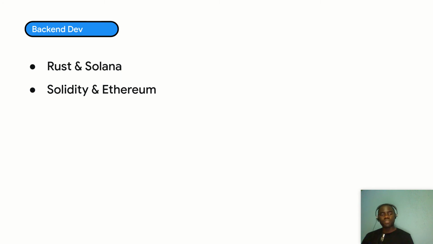So if you want to build for Ethereum, you have to learn Solidity and build smart contracts that run on the Ethereum blockchain. But if you want to build for the Solana blockchain, you have to learn Rust as a programming language. So that's for those who want to build smart contracts and become backend engineers in the Web3 space.